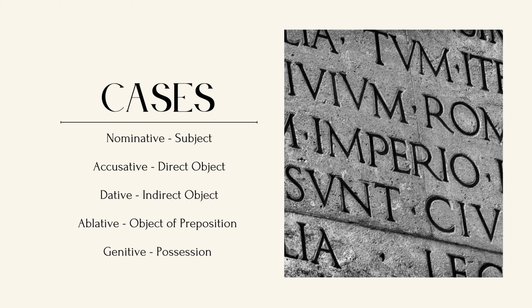So next, we'll just review cases. So these cases are essential to learning Latin, so you must memorize these, and it'll help you learn English and learning what certain nouns mean in an English sentence. So first we have the nominative, which is the subject. Accusative is the direct object. Dative is the indirect object. Ablative is the objective preposition, and genitive is possession.